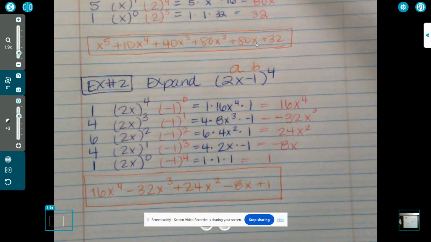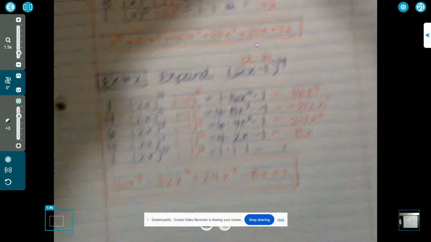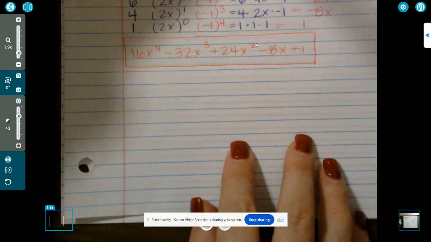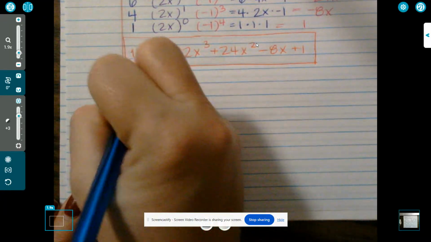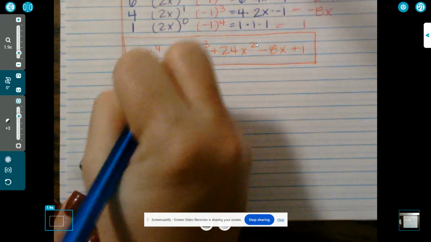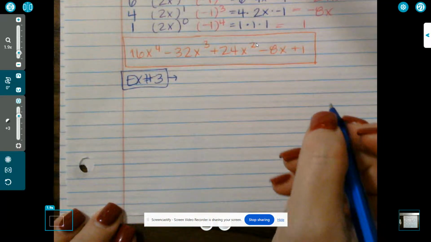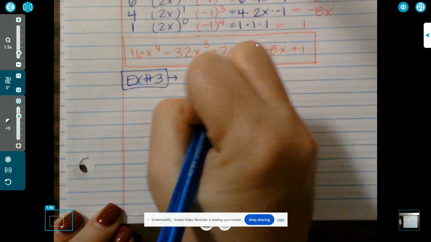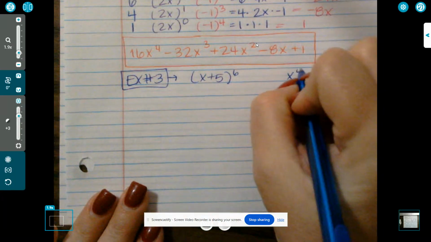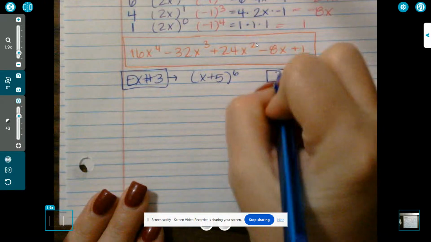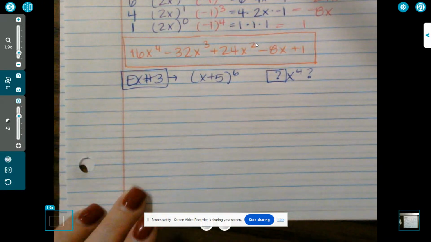All right. Now, example number 3 and number 4 are asking for a specific part, which does make it a little bit easier. You don't have to do all the work for these two examples. You just have to do exactly what they're asking about. So for example number 3, our problem is (x + 5) to the 6th, and they want us to know what is the coefficient of the term containing x to the fourth.